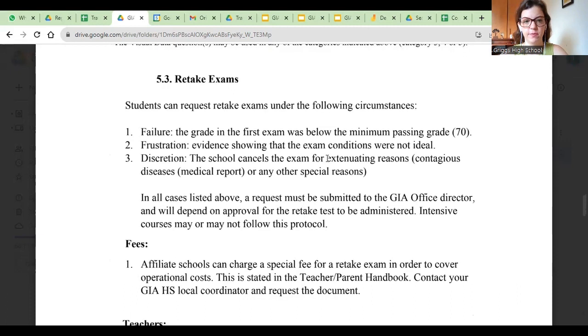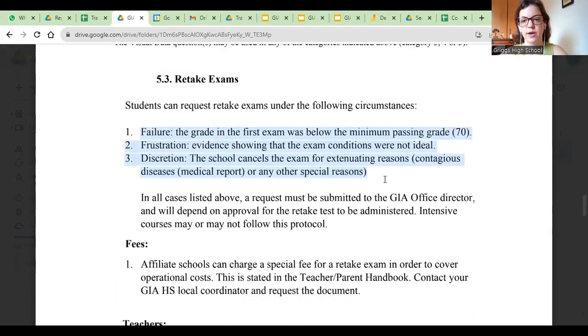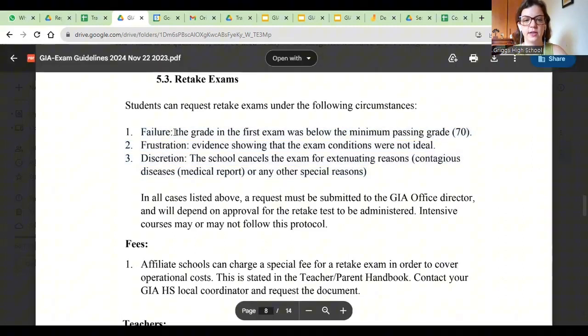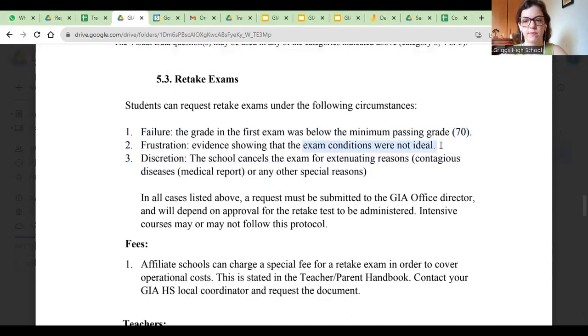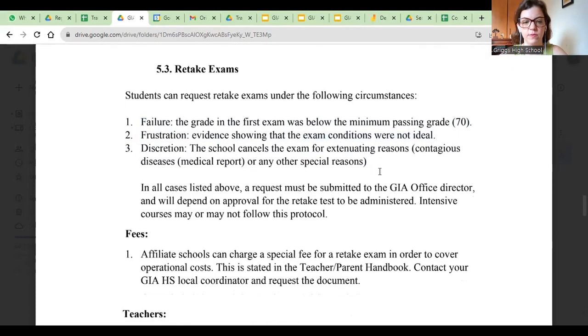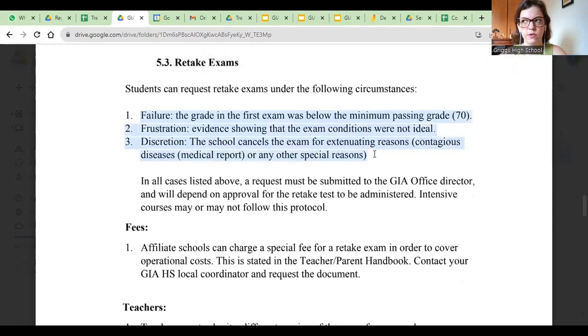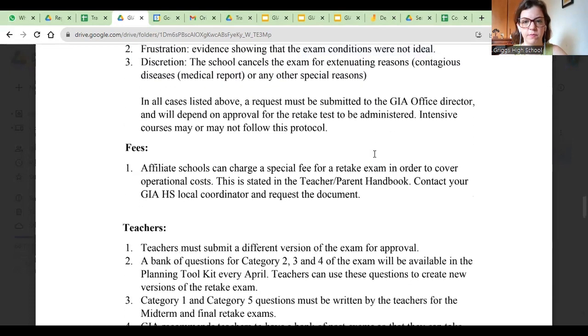Here you have some information about retake exams. Okay, so the situations in which you would have to create an entirely new exam for students to take it: if they fail the grade, minimum passing grade of 70. If the first exam, the conditions were not ideal, the exams had mistakes or some other problems. If the school canceled the exam for some reason. I don't know why they didn't include here if the student misses the day based on a medical license or something.